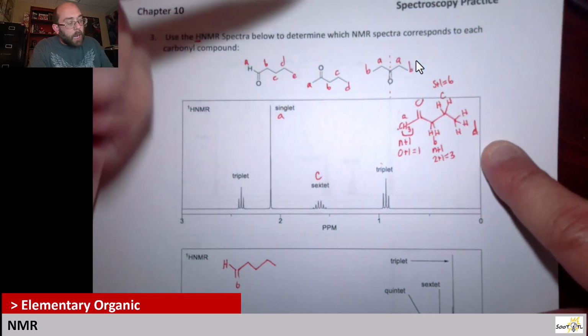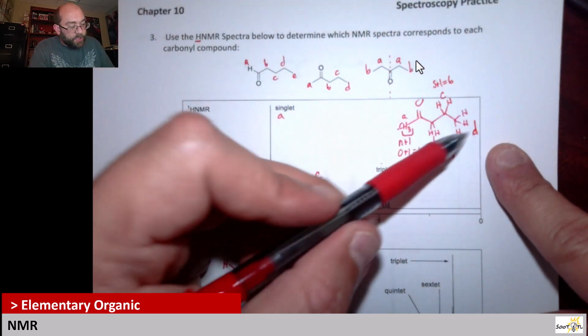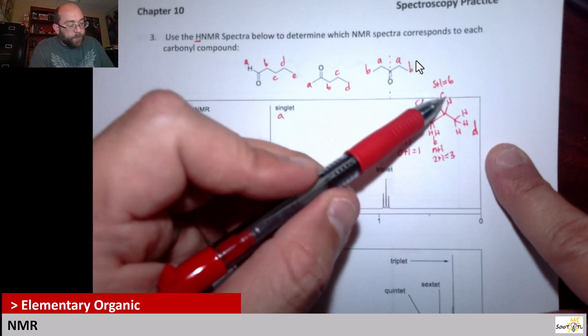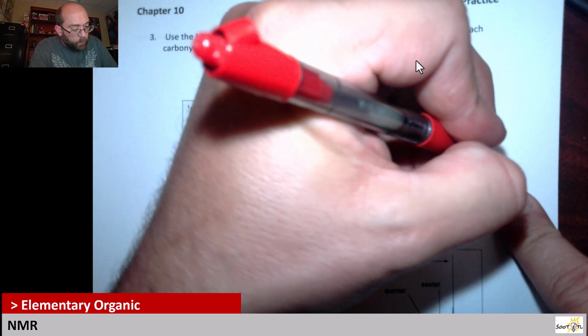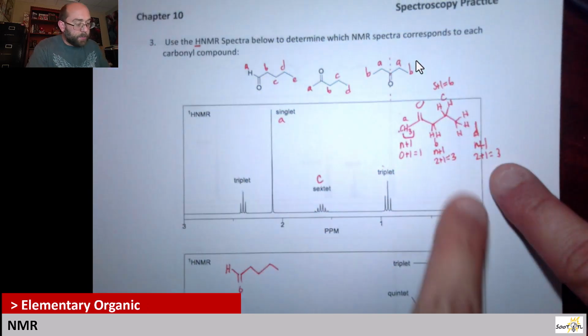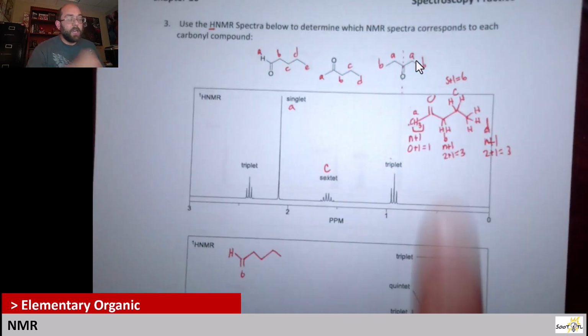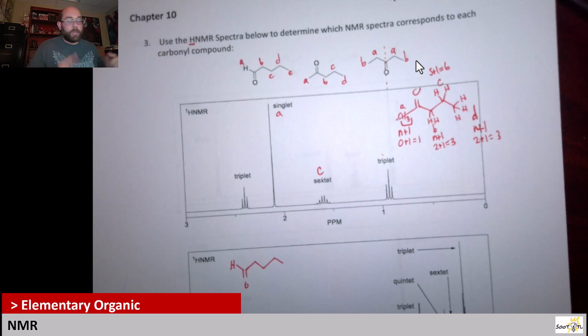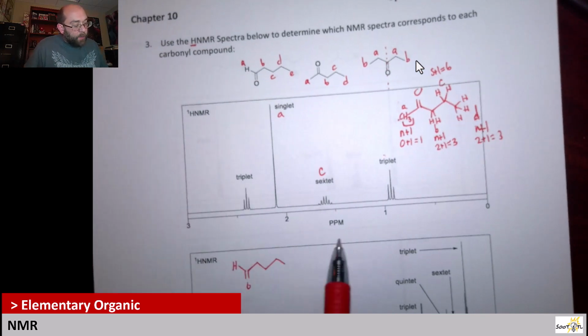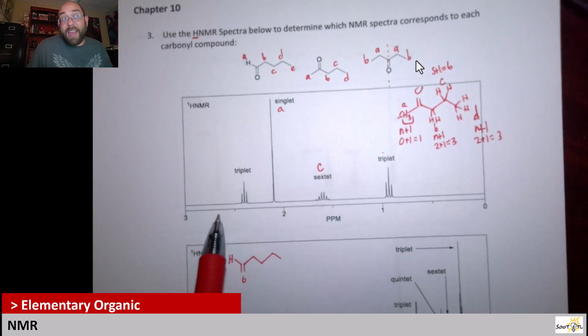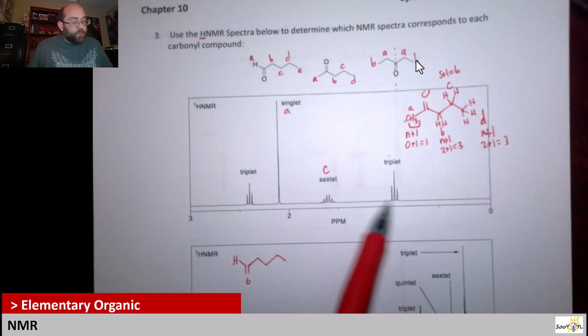So these D hydrogens, their only neighbors are these two. So their N plus 1 is actually 2 plus 1 or 3. So here's my two triplets, B and D. How do I figure out which ones are which? Well, you notice this triplet is at a higher ppm, which we call downfield, compared to this triplet.